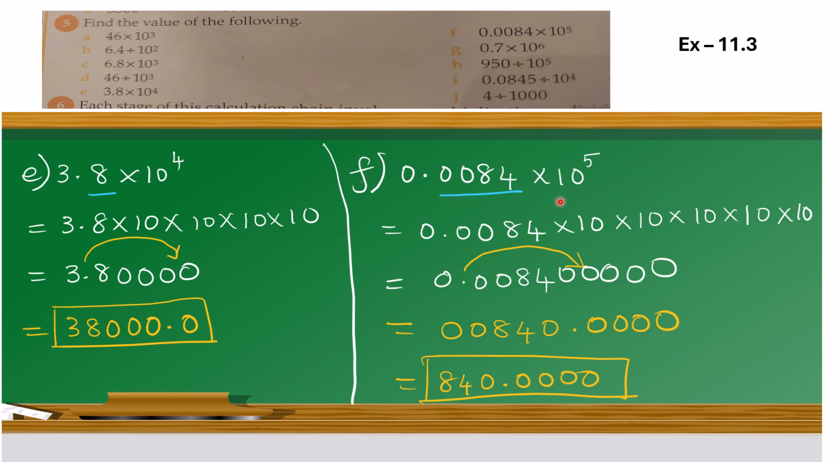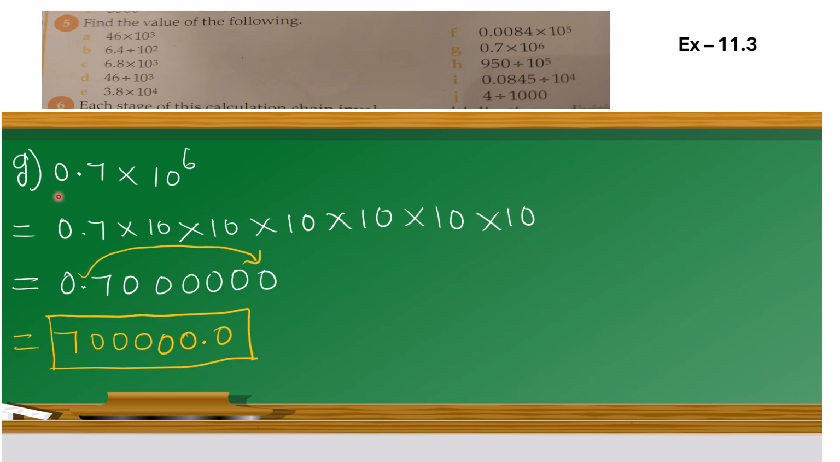F sum is 0.0084 into 10 power 5. 0.0084 into 10 power 5 we can write as 10 into 10 into 10 into 10 into 10. Okay, so what we have to do? We should add the zeros to the end of the number. So how many zeros do we have? 5 zeros we have. Just add the zeros to the end of this number. Okay, but after the decimal point we have only 4 places. So what we have to do now? We have to move the decimal point. From the last, leave 4 places and keep the decimal point. So the answer is 840.0000.